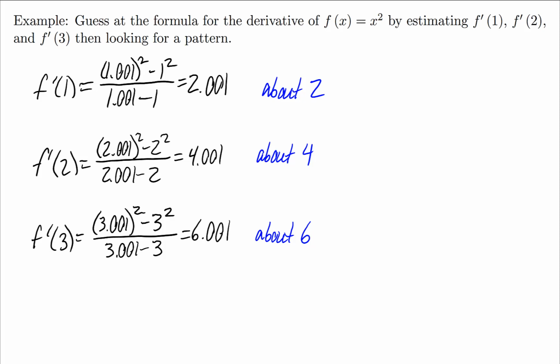So from that, I'm going to be able to just say, well, the pattern is just double what we started with. When we looked at 1, we got 2. When we looked at 2, we got 4. When we looked at 3, we got 6. So it's basically just doing this. F prime of x would just be the double of what we started with, 2x.